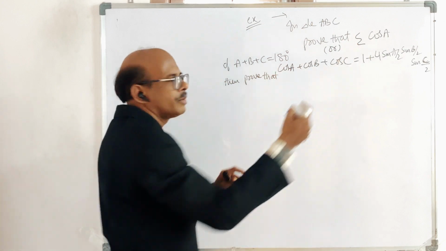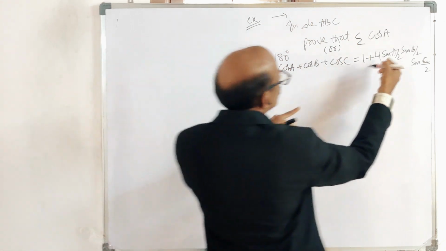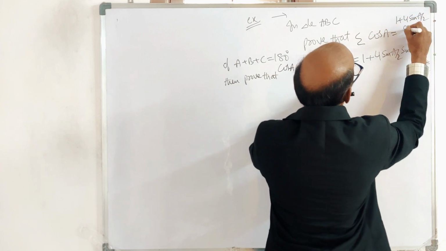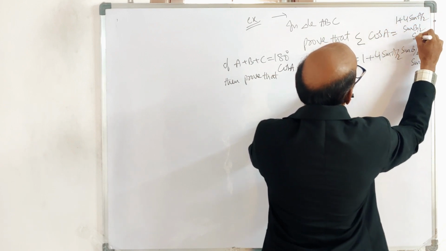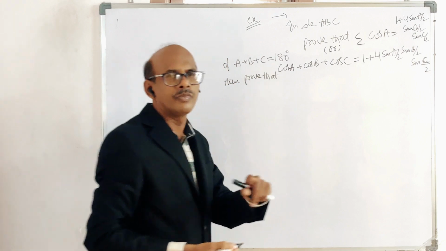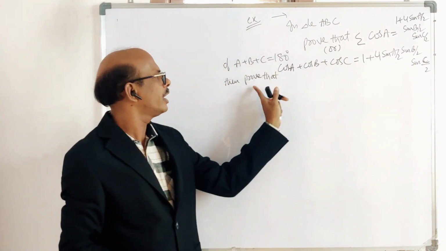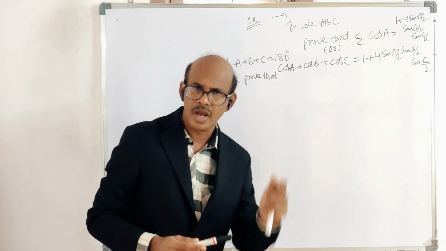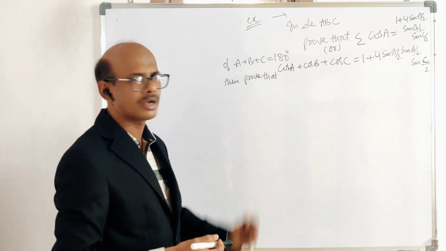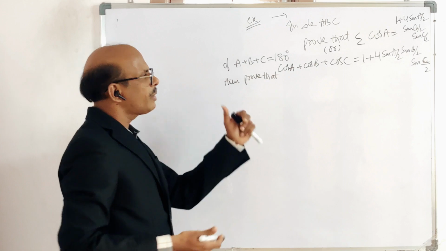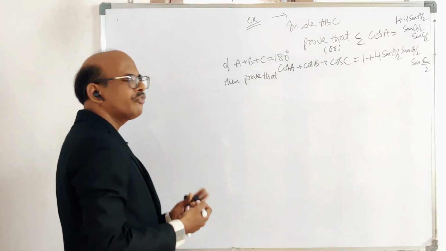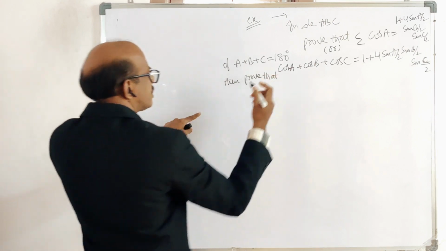Either this, in triangle ABC, prove that sigma cos A equals the same result, 1 plus 4 sin A by 2 multiplied by sin B by 2 multiplied by sin C by 2, or if A plus B plus C is 180, then prove that. To prove this conditional identity in a triangle is very simple, concentrate. Pause the video and try by yourself. If not, please watch it.